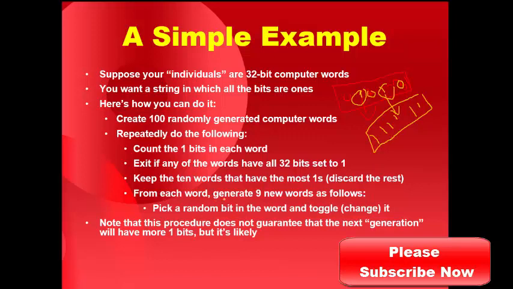From each word generate 9 new words as follows. From each word we will generate 9 new words, and then we will apply the algorithm again. In this way, pick a random bit in the word and toggle it. We will pick random bits and toggle, meaning that we will change the position from 1 to 0 and 0 to 1. In this way we can toggle their spaces. Note that this procedure does not guarantee that the next generation will have more 1 bits, but it's likely.